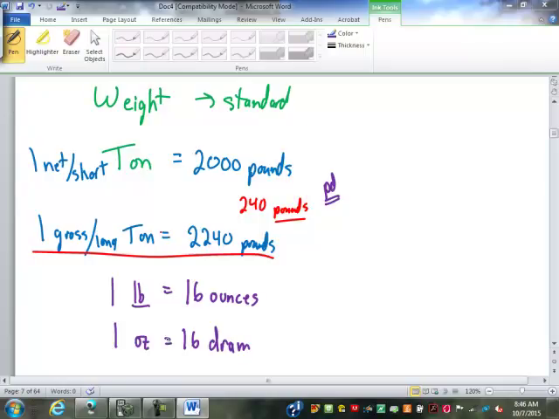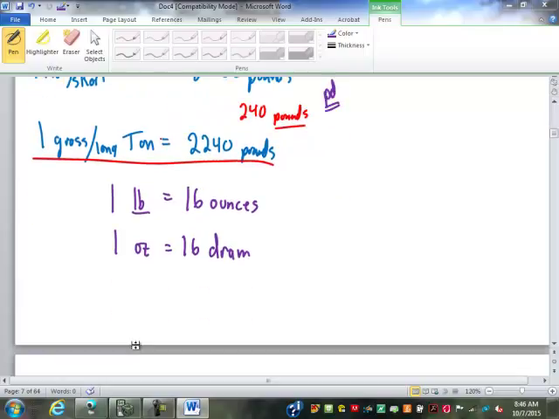A dram is an apothecary unit. Usually for medications, they would prescribe maybe an 1/8 of a dram or a 1/16 of a dram of a medication for you, or a 1/4 of a dram if you're in really rough shape. So it's used for measuring medications. Now don't confuse that with gram. Gram is metric. Dram is a standard unit. Also for medications, there was a grain.